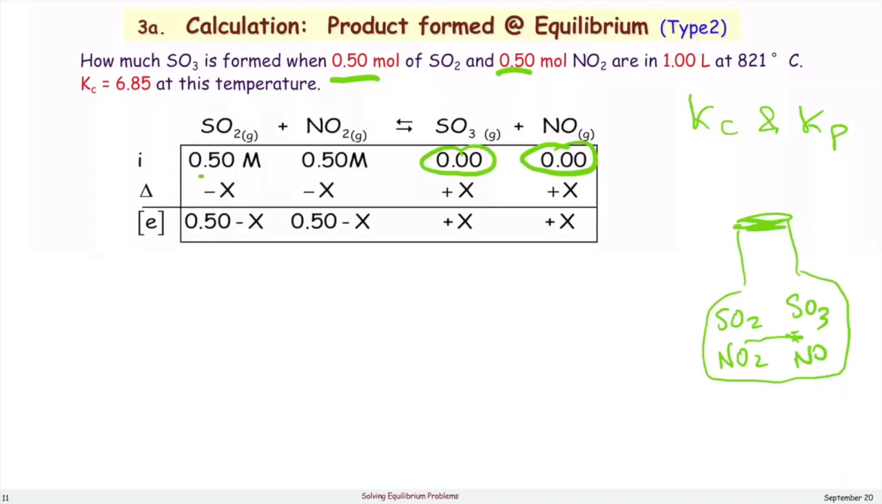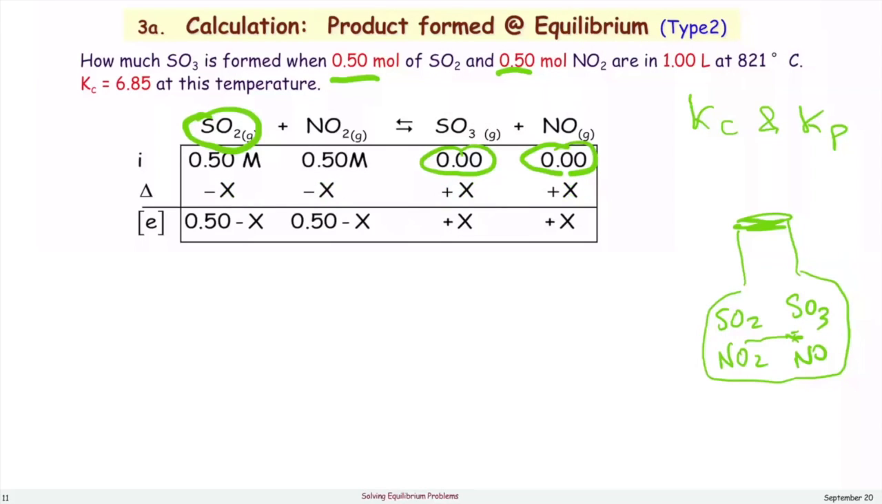Now, if you look at the balance equation, for every one SO2 that changes, so we may represent that as minus X, one NO2 is also going to be consumed, so we put minus X. The minus tells you they're going to be decreasing. It's going to be vanishing. And you form one SO3 and one NO. That's what's being formed. So again, the plus and the minus is to take into account what is disappearing and what is forming. And here it's pretty straightforward because it's a 1 to 1 to 1 ratio.